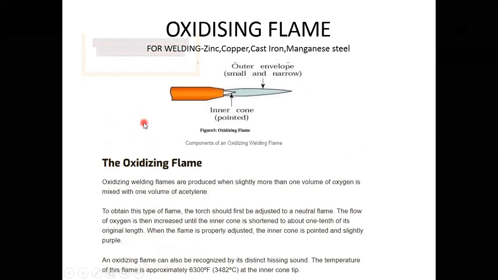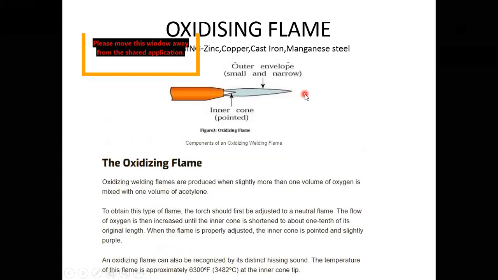Then this is the oxidizing flame. You see that in the color sketch it is very clearly visible. This is the inner cone, the pointed one. This is the outer envelope, and this is the inner cone. If you see this type of flame after setting, it is an oxidizing flame.